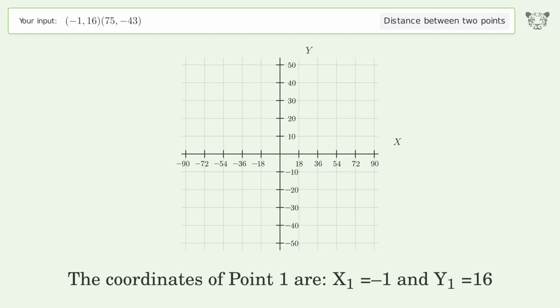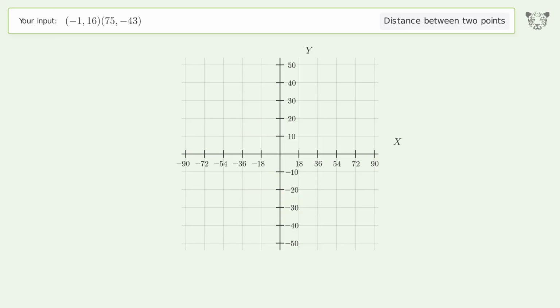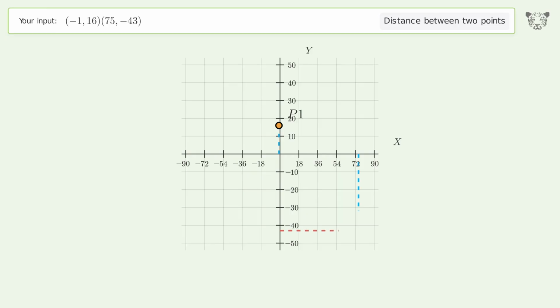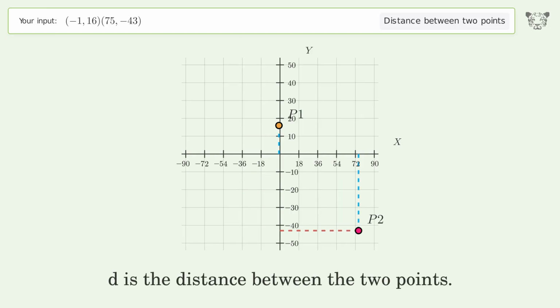The coordinates of point 1 are x1 equals -1 and y1 equals 16. The coordinates of point 2 are x2 equals 75 and y2 equals -43. D is the distance between the 2 points.